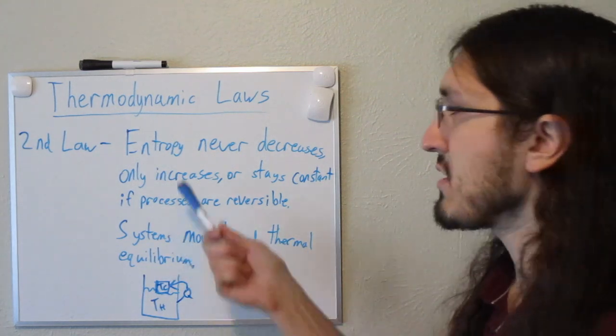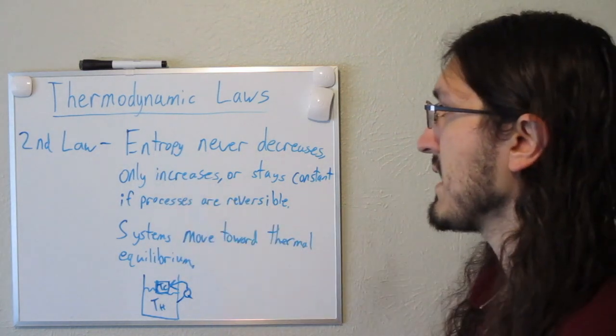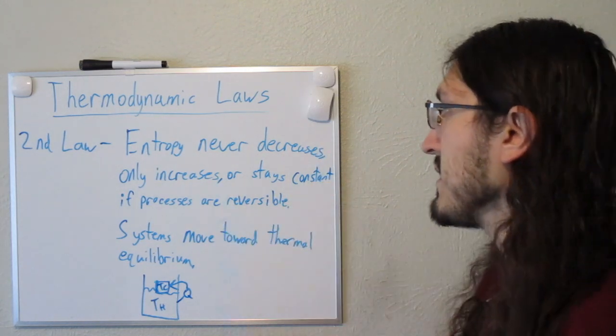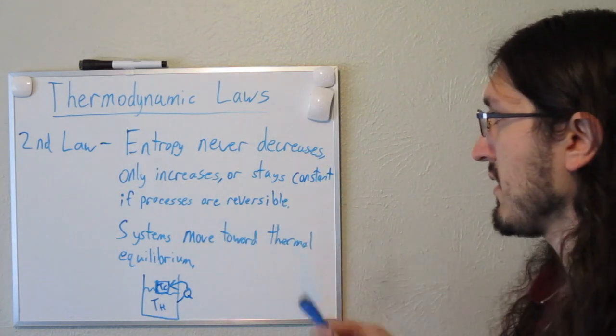Okay, and then if you think about entropy while that's happening, the 2nd law also states that entropy never decreases, only increases, or stays constant if the processes are reversible.